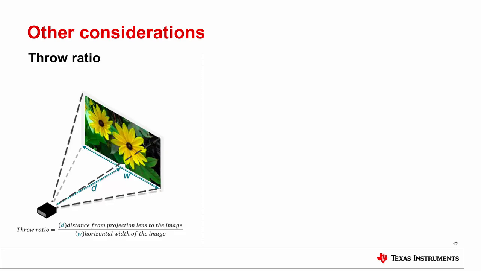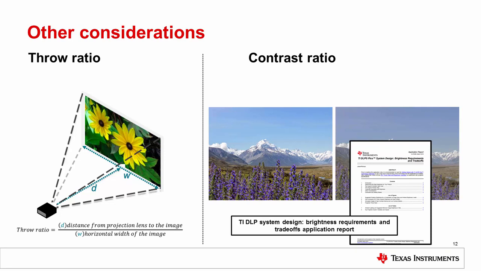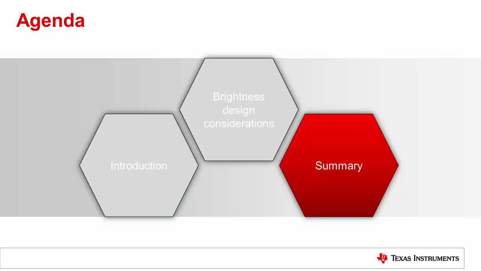While brightness, power consumption, and size are typically the most dominant system requirements, there are two additional performance parameters that product developers should consider: projection lens throw ratio and optical engine contrast ratio. Please refer to the TI DLP system design brightness requirements and trade-offs application report for more detailed information regarding these factors. Now we'll provide a summary of the main points in this training and also resources to help jumpstart your next DLP display system design.